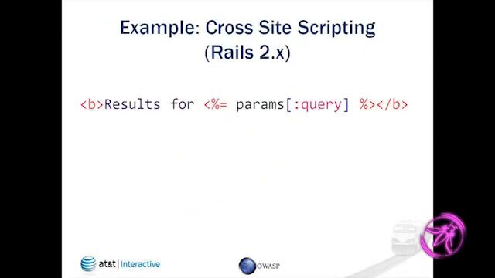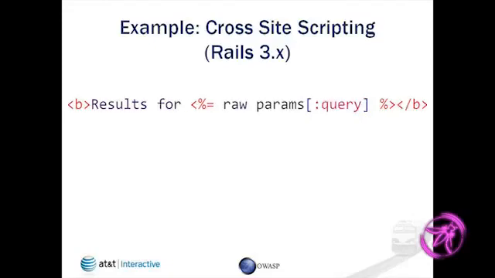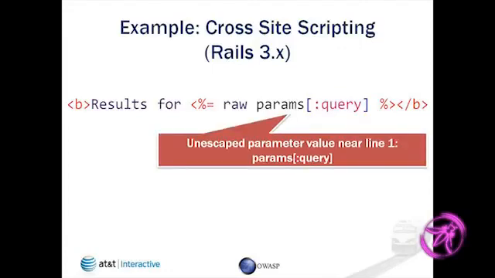So here's an example. This is a template using ERB, the default template language. Here we're saying, please put this query parameter into the page. So for Rails 2.0, this would be a cross-site scripting vulnerability. In Rails 3, they escape by default. So in Rails 3, you would actually have to do a little bit more work and say, please output this without escaping it. So if you were to run Brakeman against code like this, you would get a warning like this. So an escape parameter value, you get the line number, and then you get the code as Brakeman would see it.